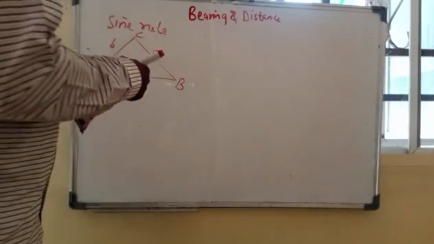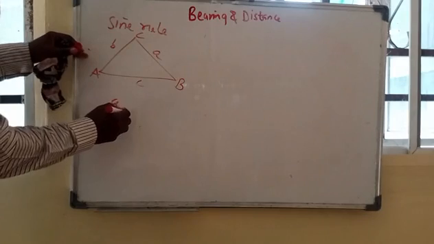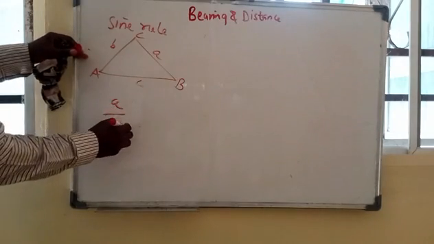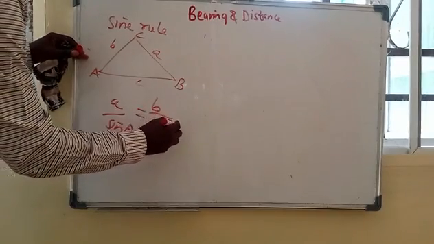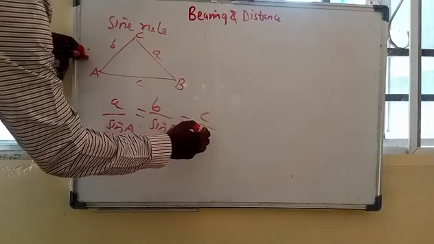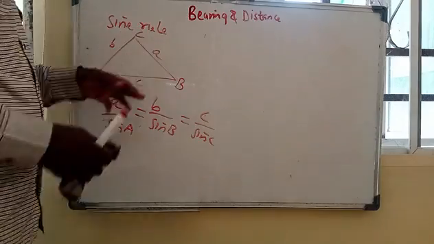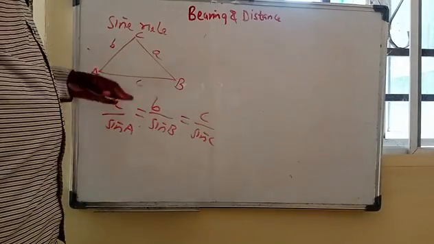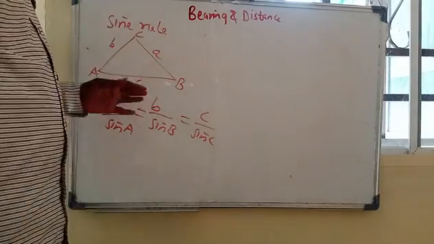For instance, the sine rule goes like this: A divided by its own sine equals B divided by its own sine, and equals C divided by its own sine. So it is saying that the ratio of a side to the sine of its angle is the same for all the sides.